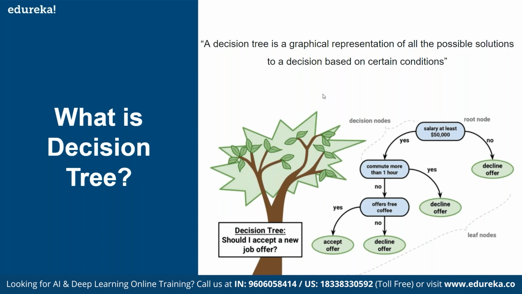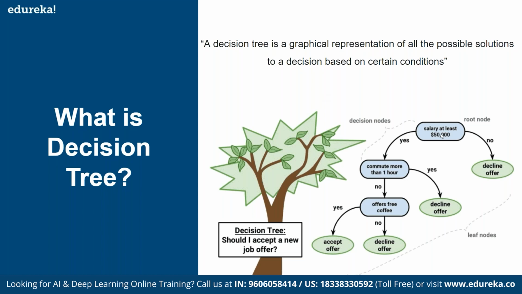we saw. Suppose I want to take a job which offers me a minimum salary of 50,000. I have a commute time of less than 1 hour and I'll get free coffee. So these are my conditions based on which I want to take a job. Okay, so let me look at the different job offers that I have.